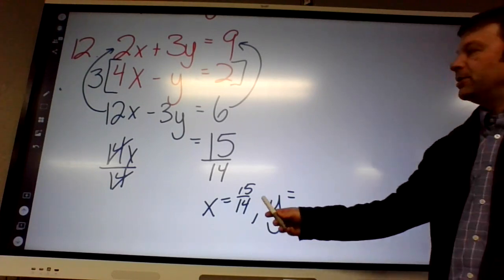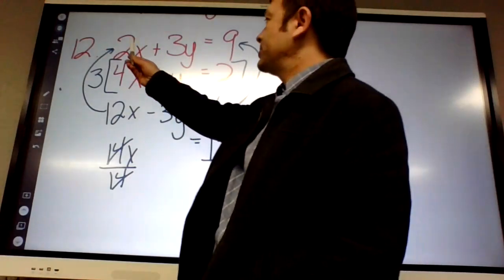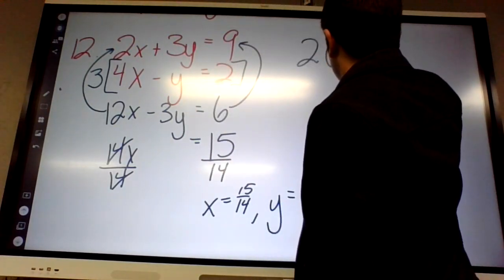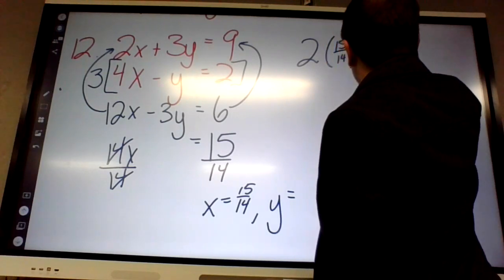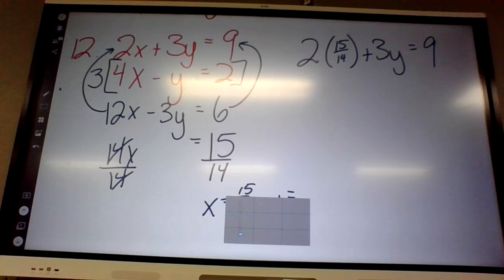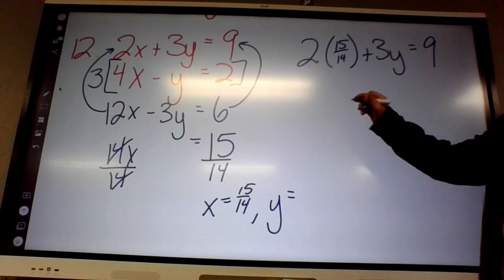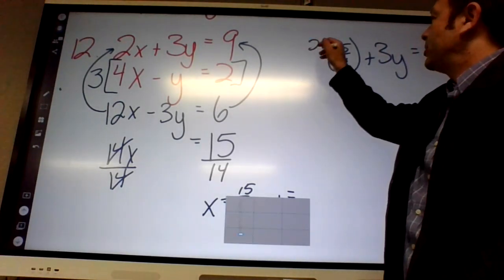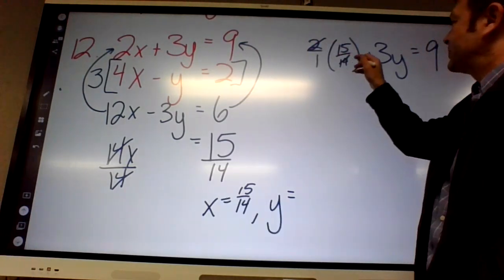Yeah, that's fine. I'll put it in the top one. 2 times 15 fourteenths. A little bit harder to do by hand for sure. Plus 3y equals 9. 15 sevenths. Did you do that without a calculator? No, it's 30 over 14. Oh, I was almost impressed. If you multiply by 2 here, that becomes 15 sevenths.